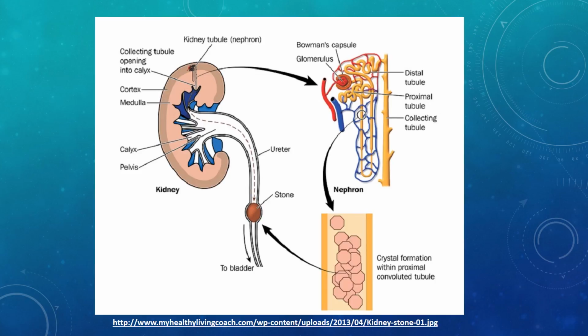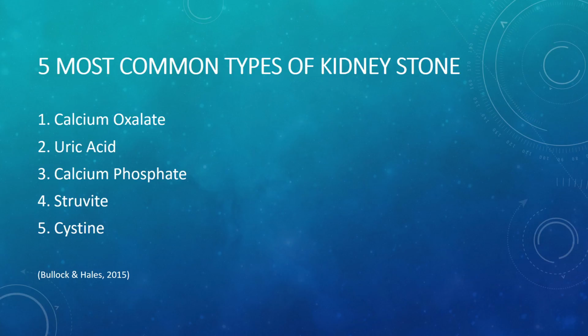Okay, so as you can see in front of you now, there are currently 5 major types of kidney stones. Today, however, I will just go over 3 of the most common stones: calcium oxalate, uric acid, and calcium phosphate.